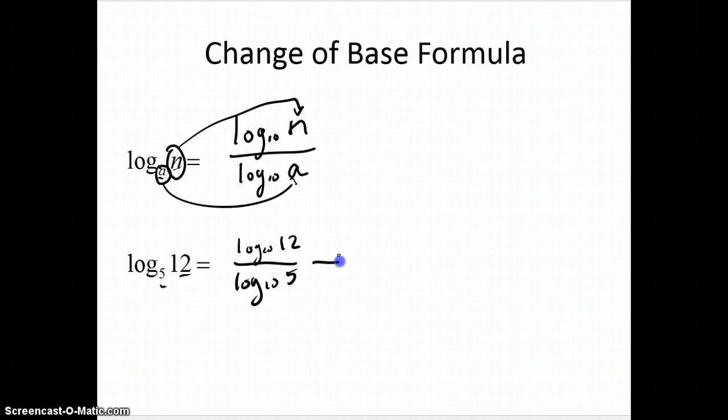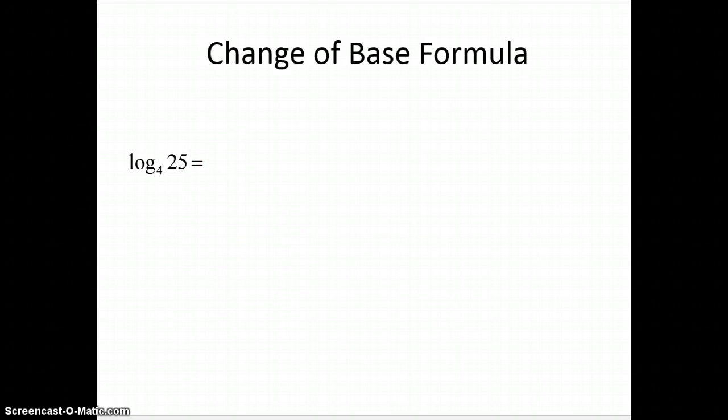The reason we want to do this is because we can plug log base 10 of 12 into our calculator and get an approximate value. We can get log base 10 of 5 into our calculator, and we can approximate this value to be 1.54395, so it's really going to be 1.54. Okay, so we can take this single logarithm that we didn't really know how to find a value for, we can change the base, and then we can rewrite it as a value.